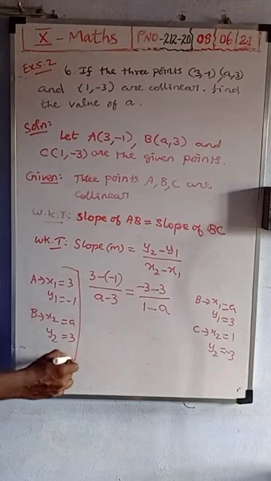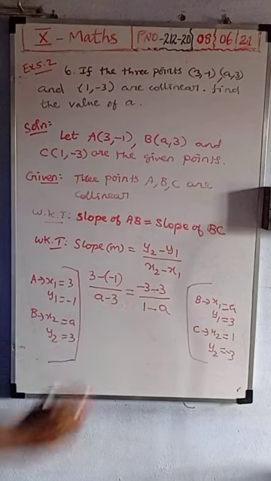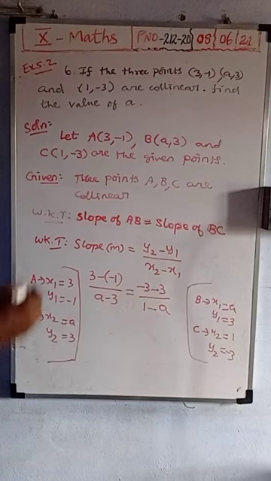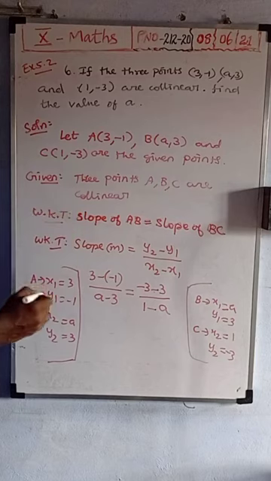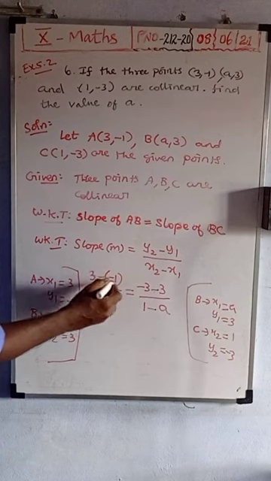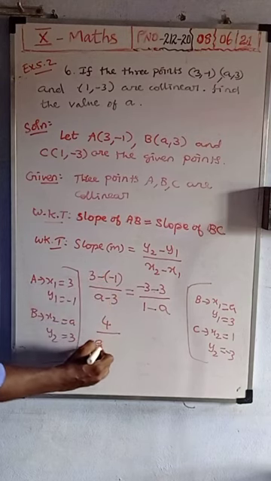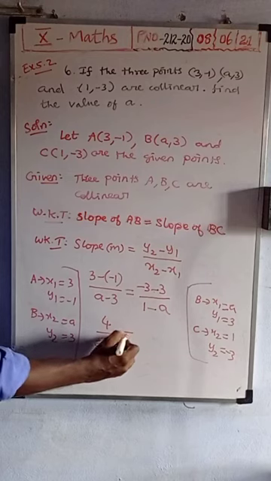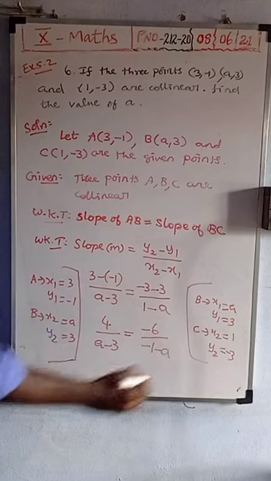You can write this roughly, without making mistakes, so that you write x1 y1 x2 y2 like that. Now here minus into minus is plus, so 3 plus 1 we will get 4. 4 by a minus 3 is equal to minus 3 minus 3, that means minus 6, divided by 1 minus a.